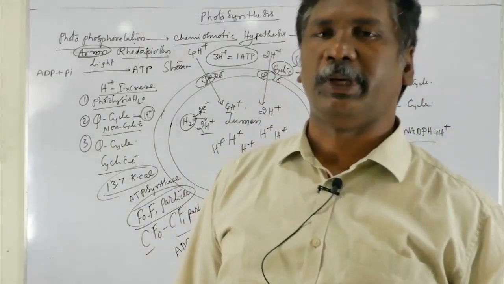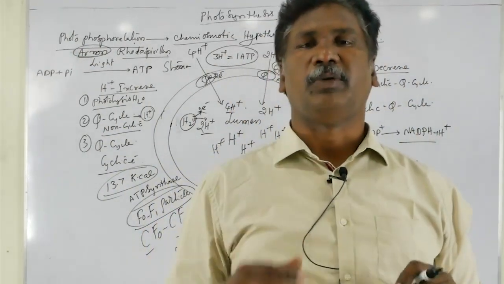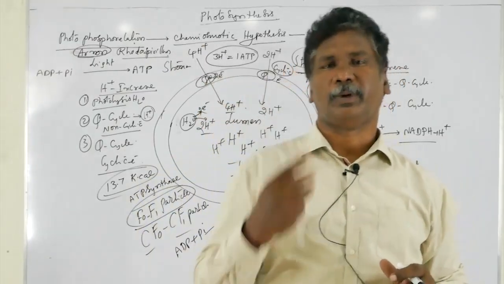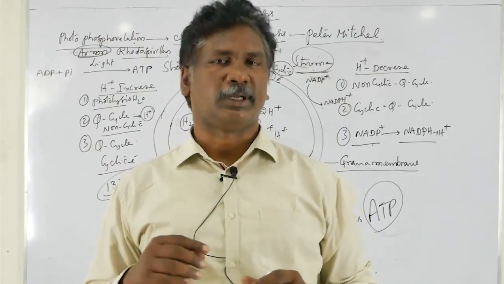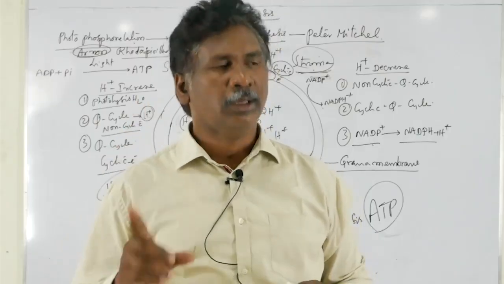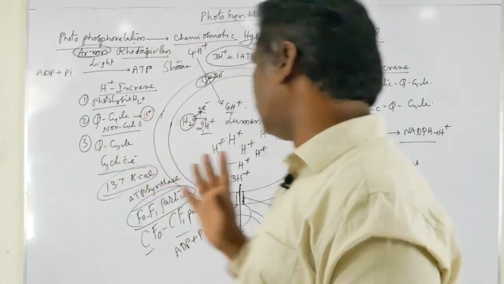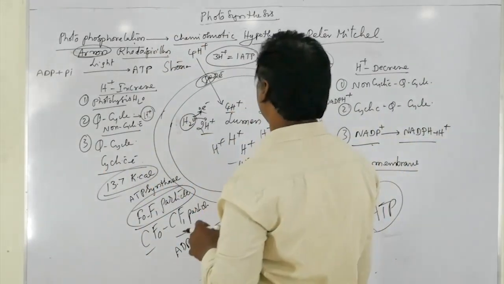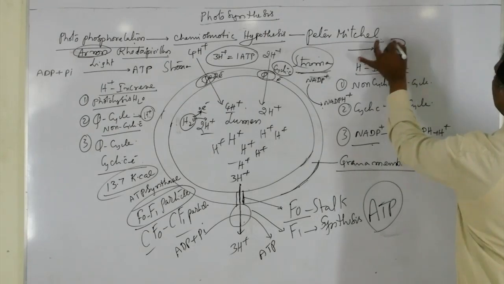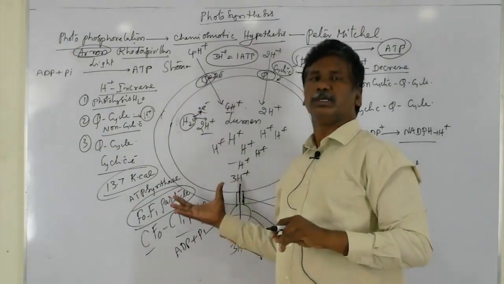According to Peter Mitchell's chemiosmotic theory, the main driving force for the synthesis of ATP is the accumulation of a large number of H plus ions within the lumen. When every 3 protons are translocated from the lumen to the stroma, energy is released. That energy is useful for the synthesis of 1 ATP. So this is the chemiosmotic theory, and ATP synthesis takes place with the help of it.